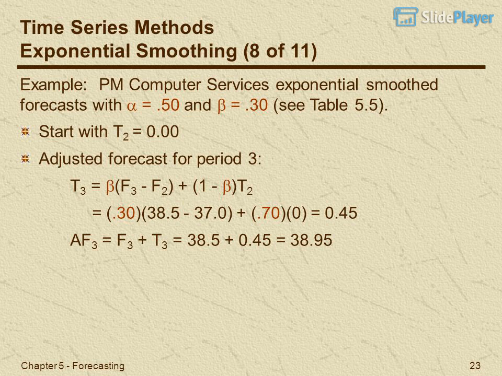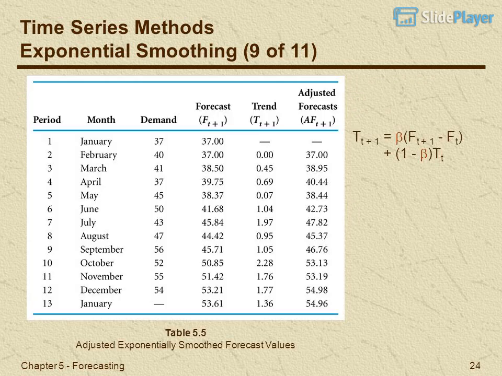Chapter 5, Forecasting. Time series methods, exponential smoothing. T(t+1) equals beta times (F(t+1) minus F(t)) plus (1 minus beta) times T(t). Table 5.5. Adjusted exponentially smoothed forecast values.